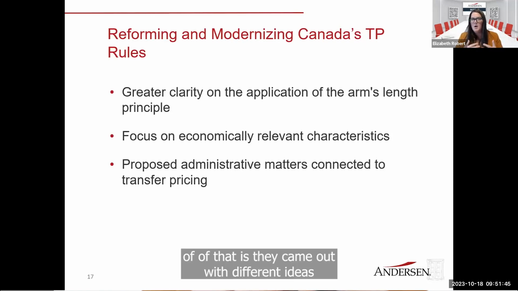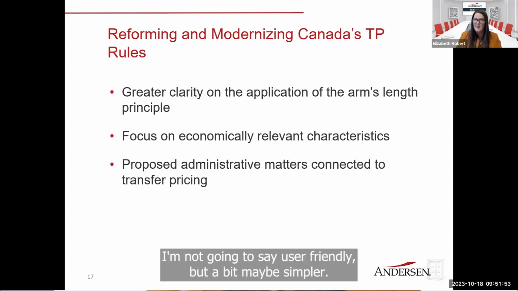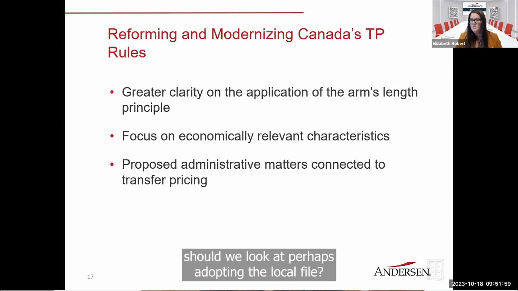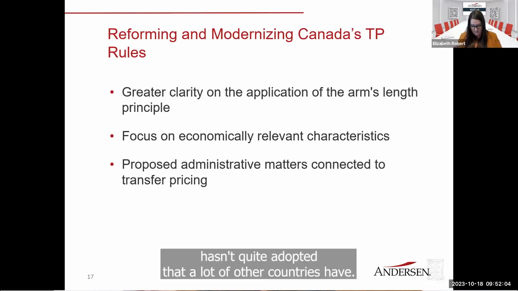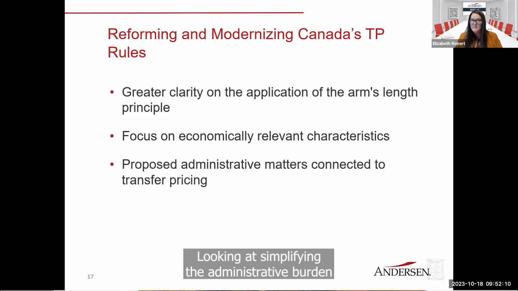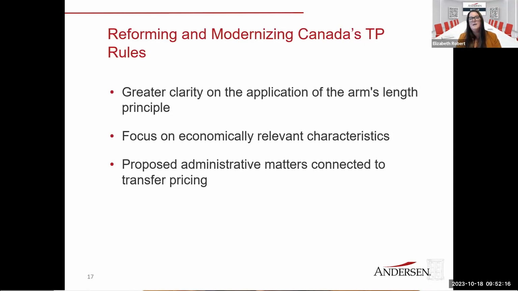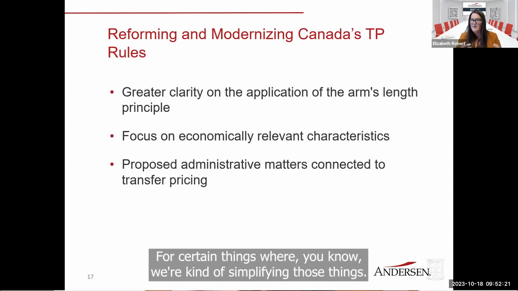Part of that is they came out with different ideas from an administrative perspective on how to maybe make things a little bit, I'm not going to say user friendly, but a bit simpler. Parts of it is saying, should we look at perhaps adopting the local file concept that Canada hasn't quite adopted, that a lot of other countries have? Looking at simplifying the administrative burden around documentation for lower value or smaller transactions. Coming out with something maybe similar to the U.S. services cost method, for certain things where we're simplifying those things.